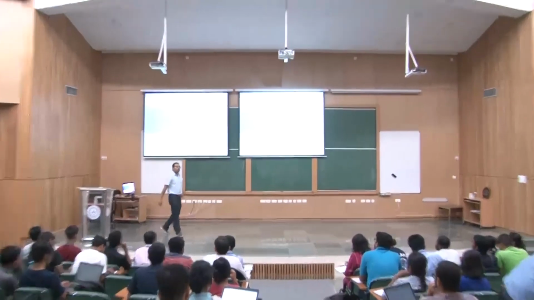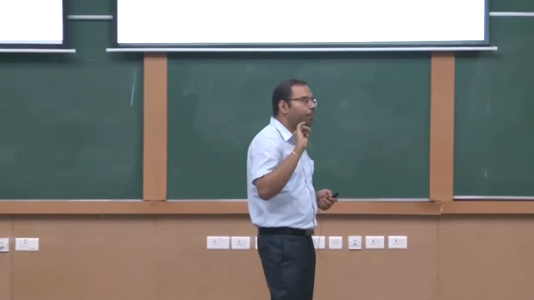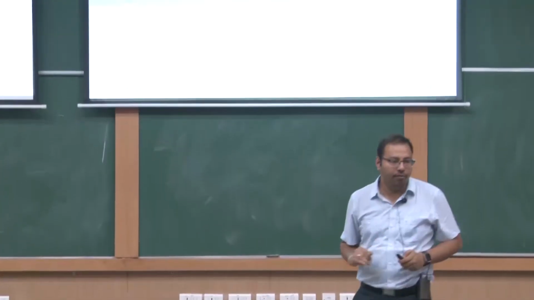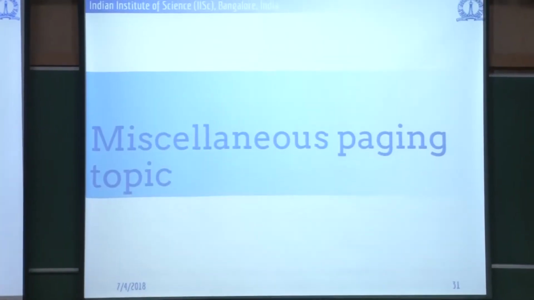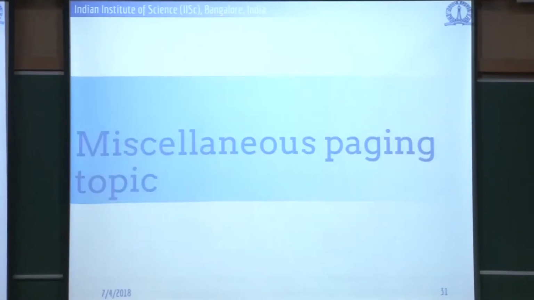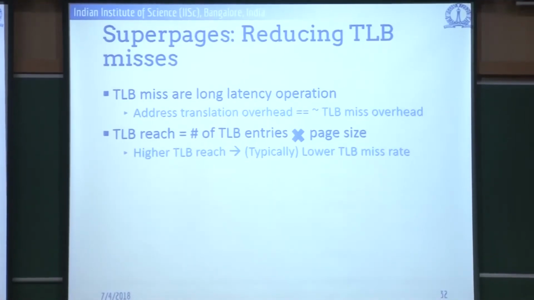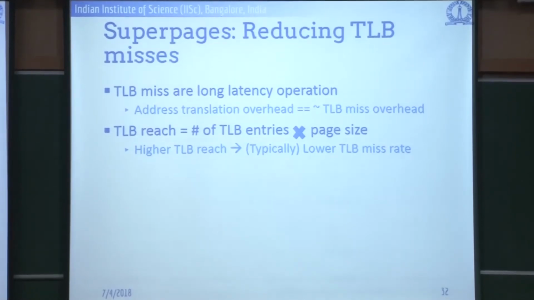Okay, so what I will talk about next are some related topics that I think you should be aware of, but these are actually separate topics, so it's kind of miscellaneous. We talked about how TLB misses are costly, but TLB hits are fast. So what you want to do is reduce the number of TLB misses. That will reduce the overhead of address translation.